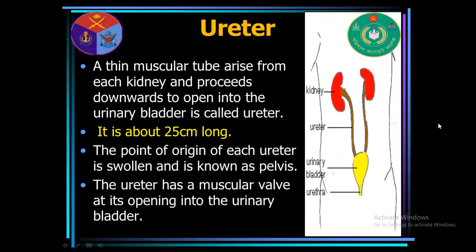The ureter has a muscular valve. So there is a muscular valve in the joining of ureter, where it opens into the urinary bladder. So here is a muscular valve.